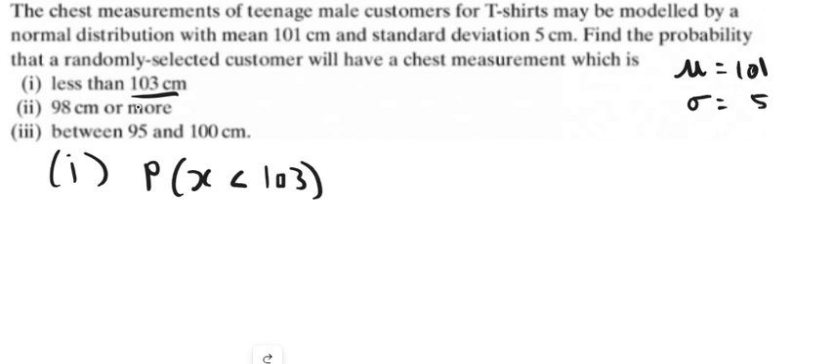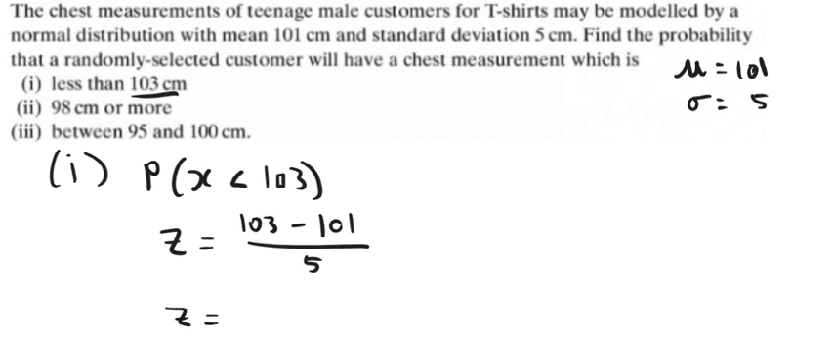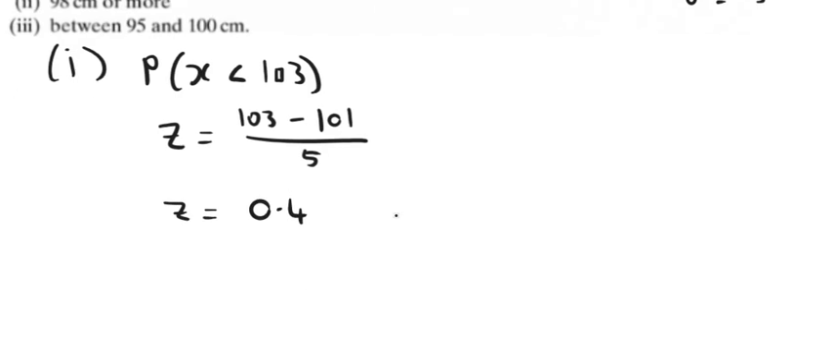So let's get a z-score anyway. Z is equal to, it'll be 103, the thing we're being asked about, take away mu, which is 101, over the standard deviation, which is 5. So our z-score is 0.4. We're trying to find the probability that our z is less than 0.4. So this is a simple enough one.